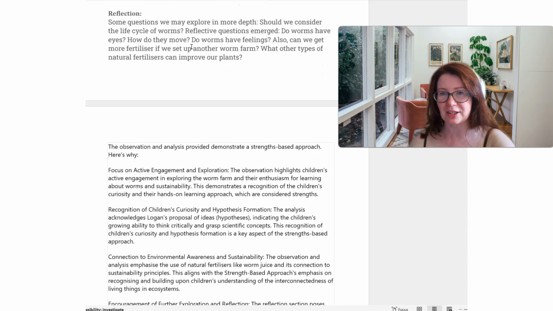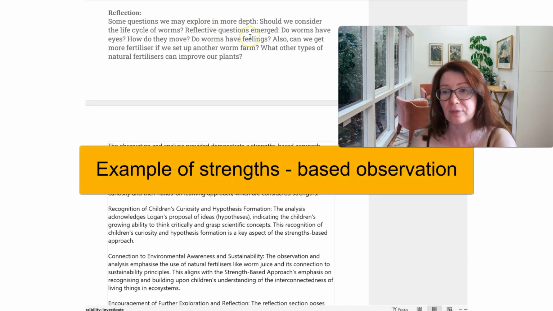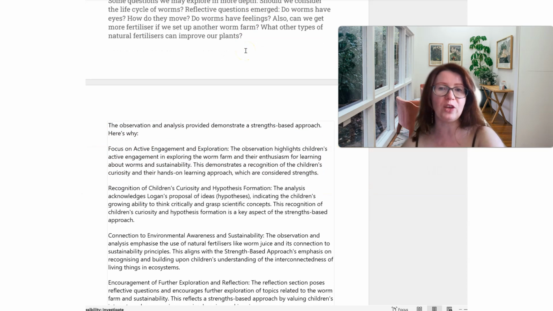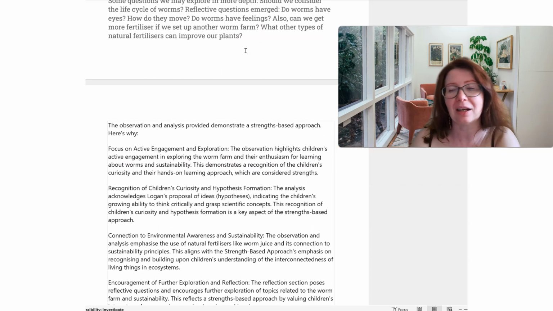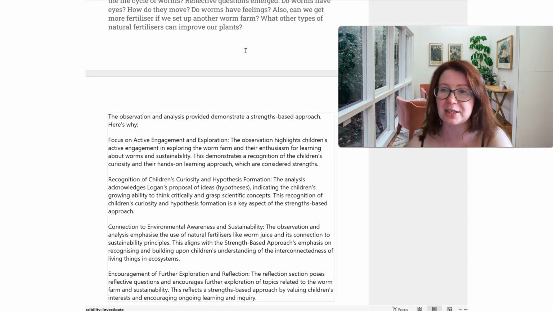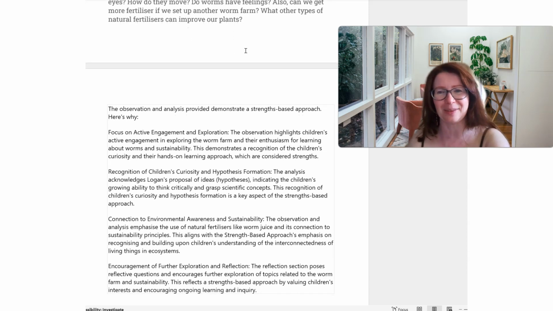Some questions that I ask myself at the end of the experience: should we discover the life cycle of the worms? Should we continue asking questions? For example, do worms have eyes? How do they move? Do worms have feelings? Also, we can get more fertilizer, and what should we do for that? For example, set up another worm farm. Maybe we can use other ways or other types of natural fertilizers to improve our tomatoes and other plants.